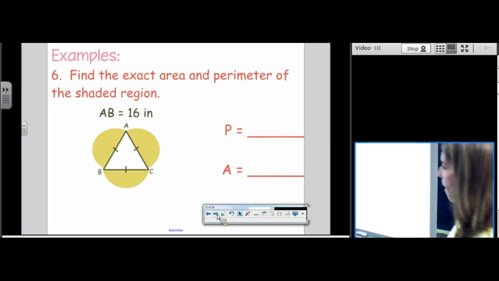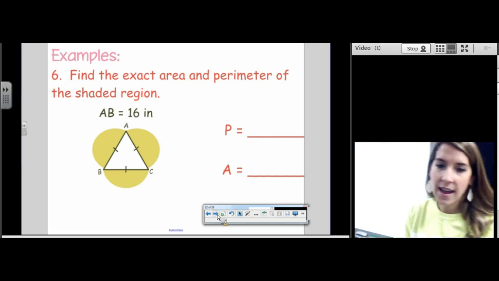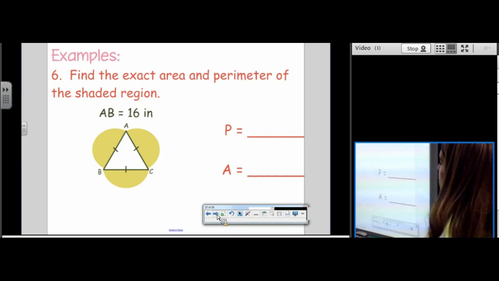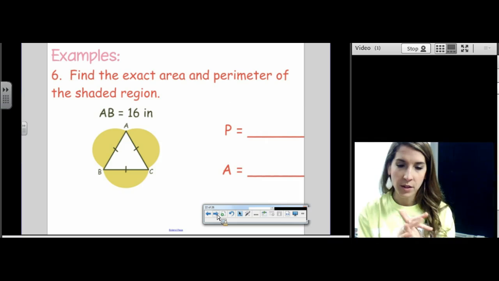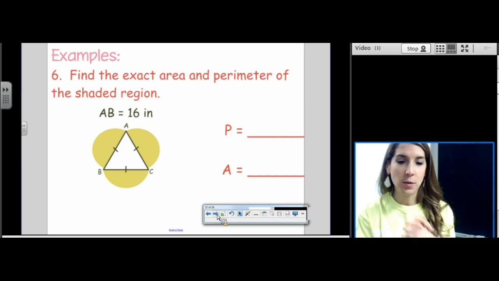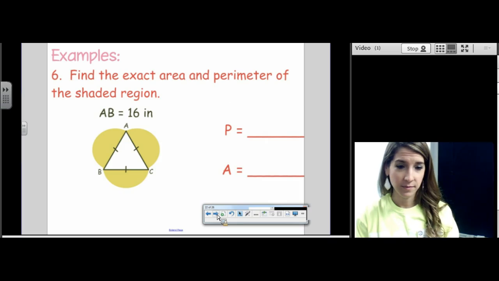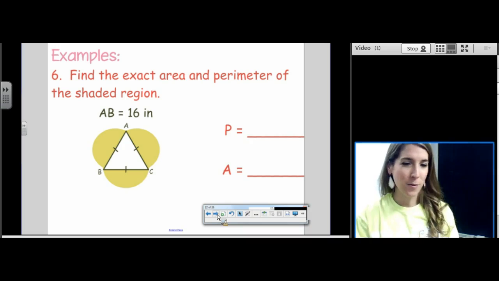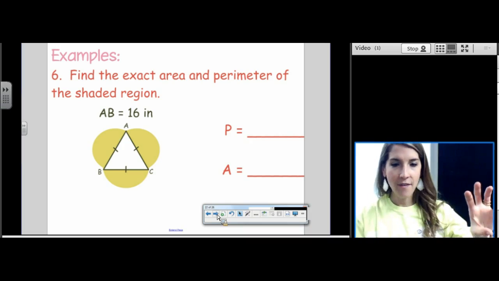Okay, last problem. This one's a little weird. Find the exact area and perimeter of the shaded region. So the shaded region is going to be the yellow region. So, how many circles do we have? How many circles? Good. We don't have 1. We don't have 2. We have 1.5 circles. We have a half, and a half.